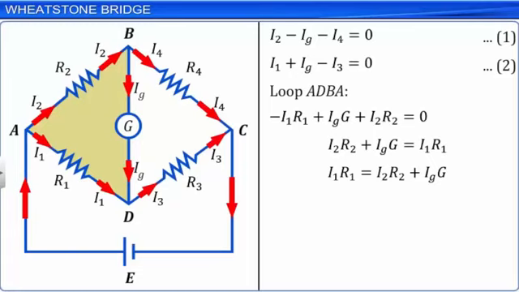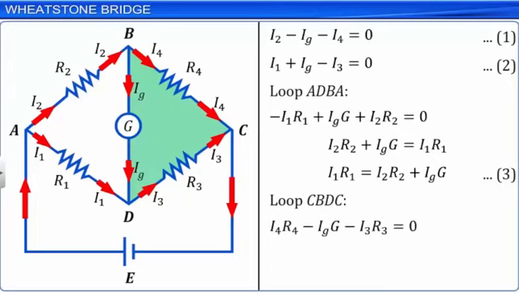Loop CBDC. Across points B and C, by applying the rule, we get I4R4 minus IgG minus I3R3 is equal to 0. On simplifying, we get I4R4 is equal to I3R3 plus IgG. Let this be equation 4.